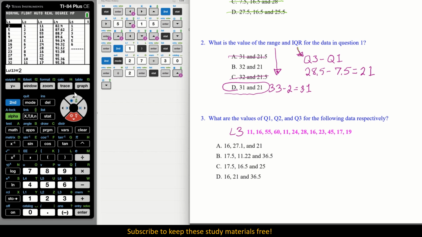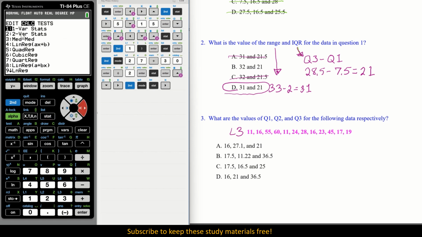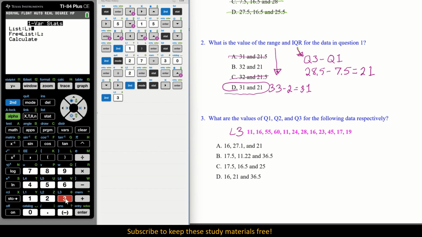So how do we do that? Well, we don't need to really put it in order, to be honest with you. We don't even need to arrow over. We just need to go second mode and get out. Go to stat, arrow over to calc. We will use our 1 var stats. Push enter. And we're in L3. So let's push second, 3, go down and clear out the frequency list. We are not using a frequency list in this case, just a regular list of values.